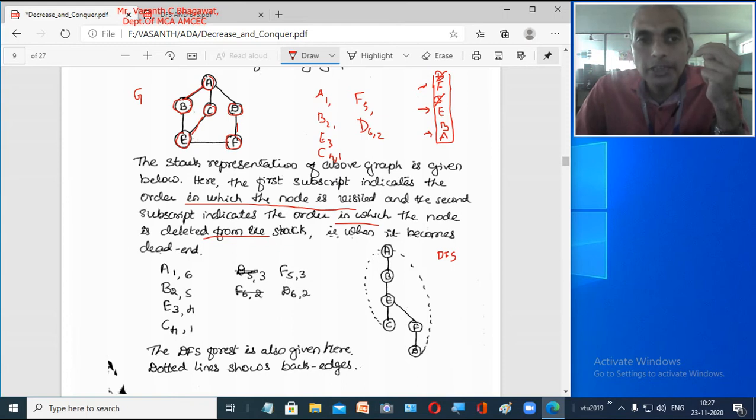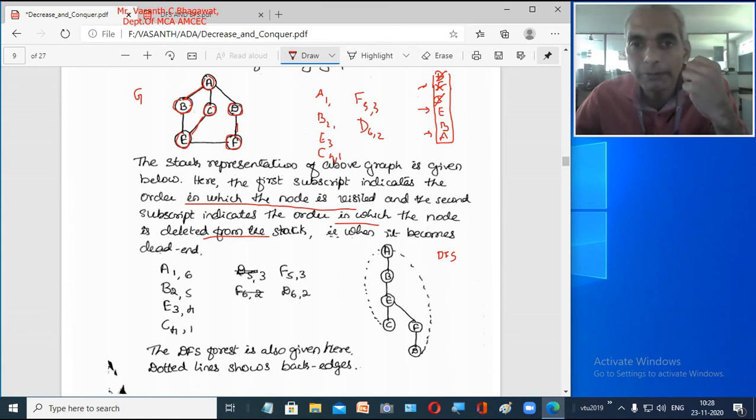Now when you are at F, you check adjacent nodes E and D. E you have already visited because it is marked as visited, and node D is also marked as visited. So both are visited. So you have reached a dead end. So when you reach a dead end, you have to pop this element F from your stack. So F was the third element. So the subscript next to F we are going to write as 3. So now F is 5 comma 3. This was the fifth node which entered into your stack, and the third node which came out of your stack. That is why 5 comma 3.